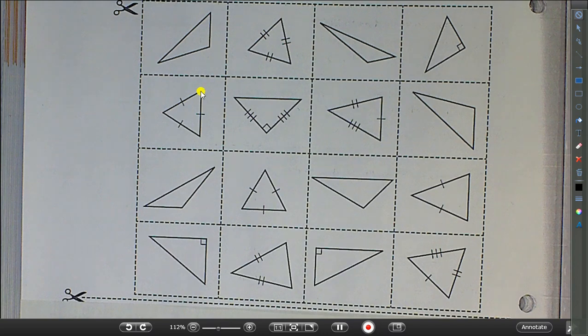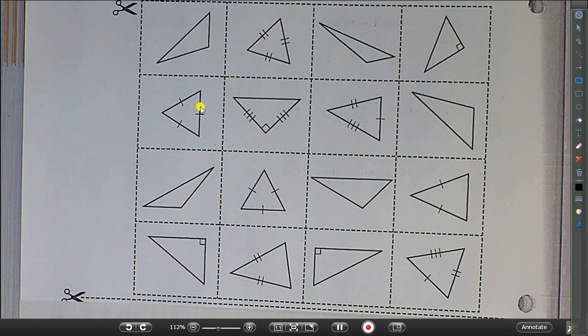All this means is whatever the measurement of this line is, it's the same as the other two lines because they have the same tally marks. So this line is the same as this one, same as this one. Over here, this one has two tally marks, so it's the same length as any other line in this triangle with two tally marks. Again, it does not mean that this line is the same as this one, two different triangles. Now, when we looked at this one, it had three different tally marks. If we measured, this line is not the same length as either of these, so they're all marked differently.